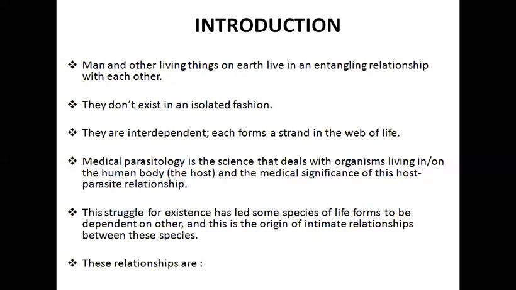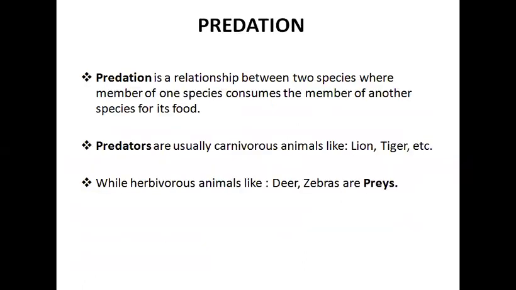This is actually the struggle of existence which has led to some species of life forms to be dependent on the others, and in this the origin of intimate relationship between these species has evolved. Coming to what is predation. Predation is a relationship between two species where members of one species consume the members of another species for its food. The predators are usually carnivorous animals like lion, tiger, and the preys are the herbivorous animals like the deers and the zebras.